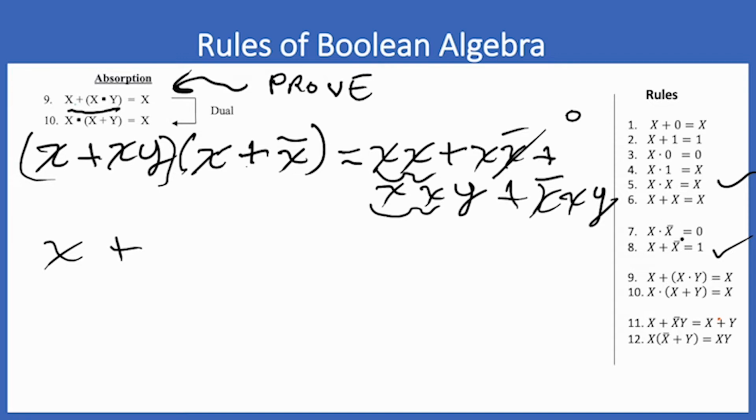xxy, well, from the sameness theorem, x times x is equal to x. So this is a single x times y plus x bar xy. Well, what's x bar times x? x bar times x is equal to 0. So this whole thing is a 0. So what are we left with here? We're left with x plus xy.